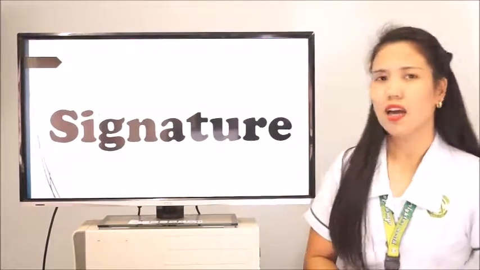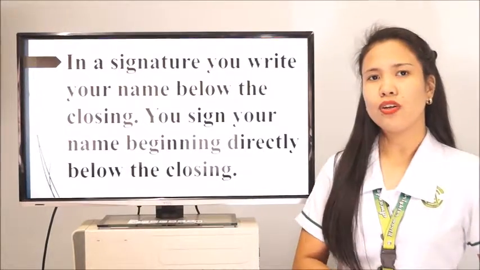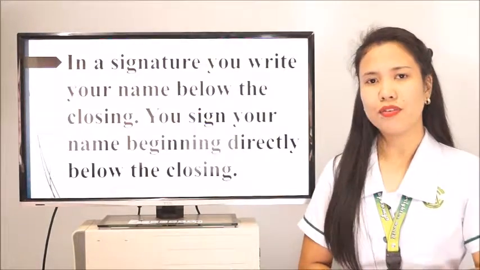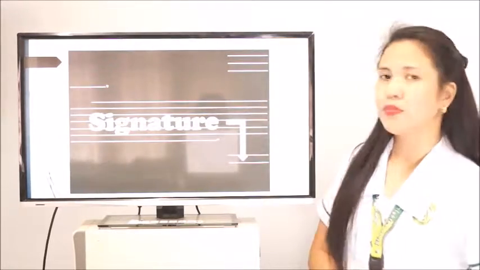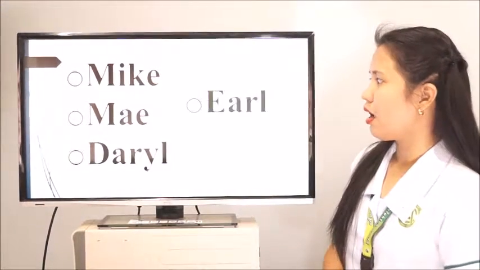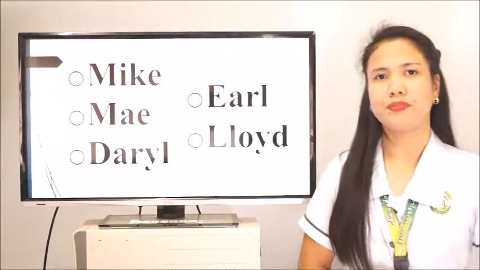Next is the signature. In the signature, you write your name below the closing. The signature line and the handwritten signature are aligned in the same column as the closing. Here are examples of a signature: Mike, May, Dariel, Lloyd.